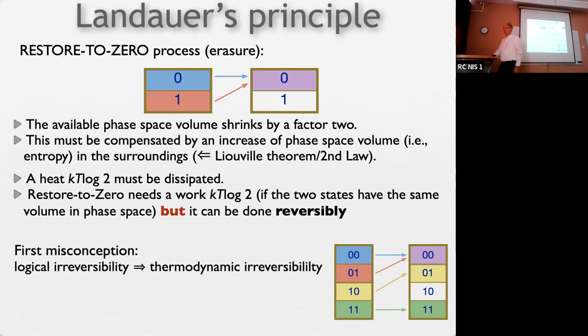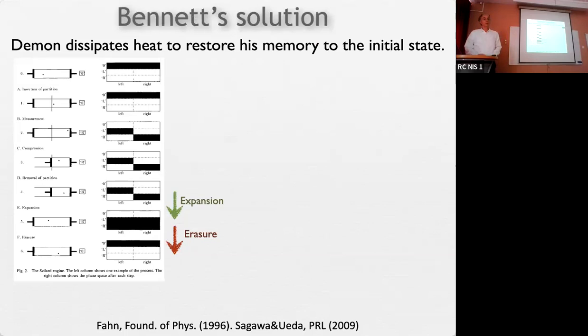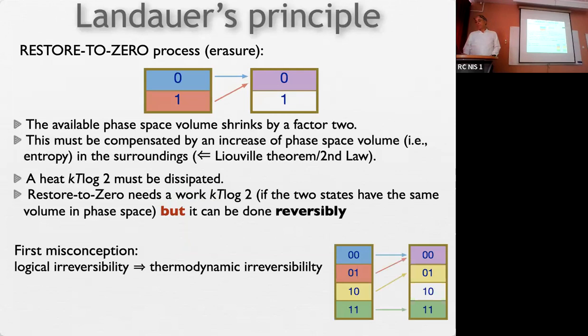Okay, so what does this have to do with it? Well, first, notice that we have kT log 2. This kT log 2 appears in the Maxwell demon, and appears here.